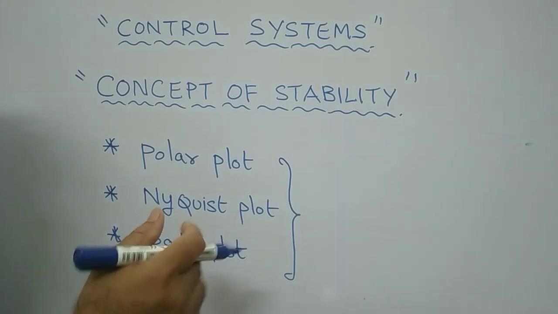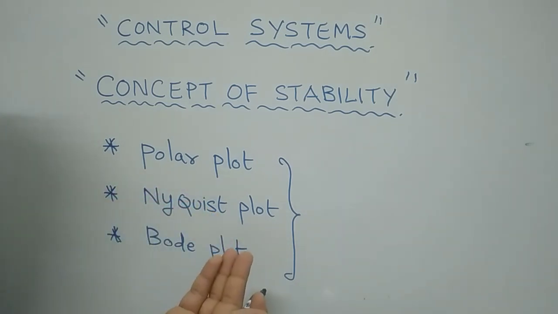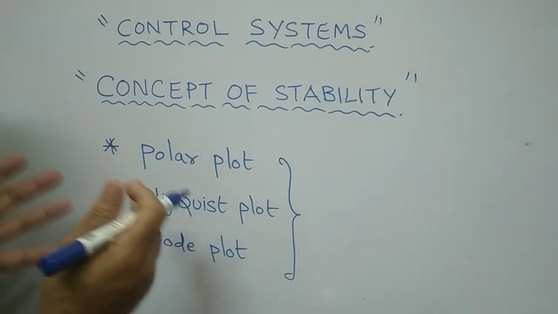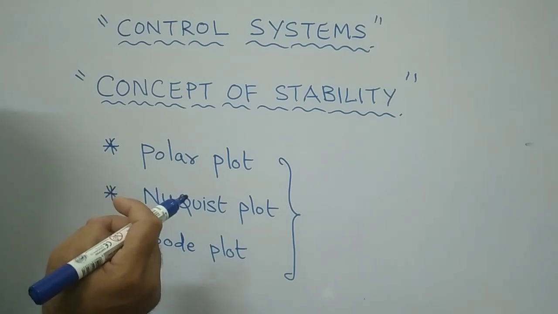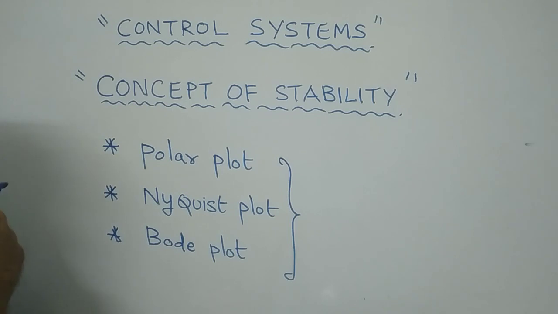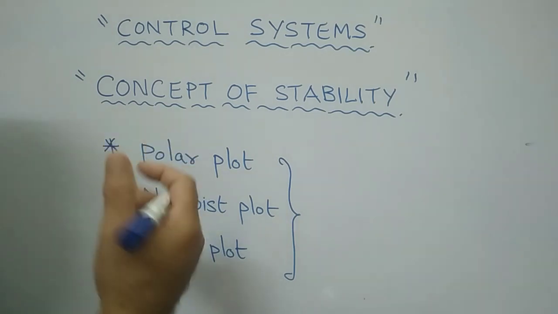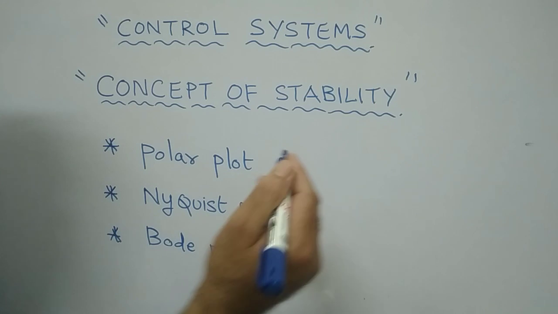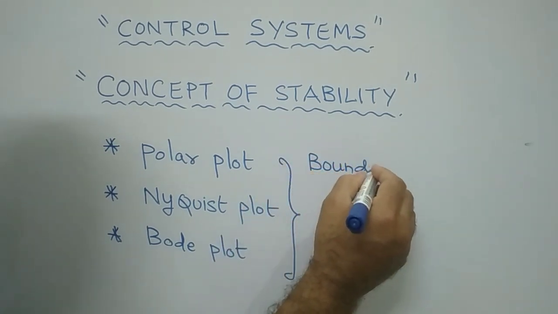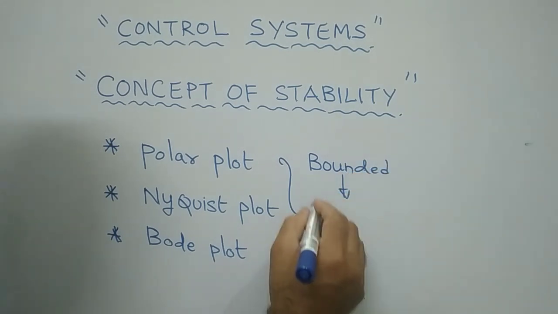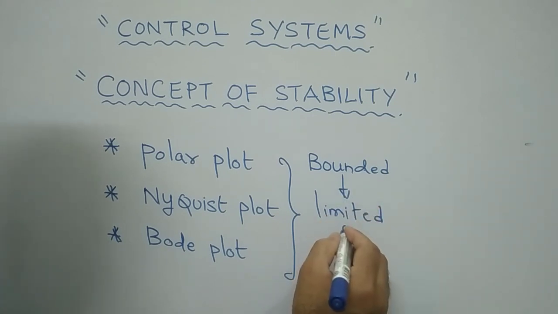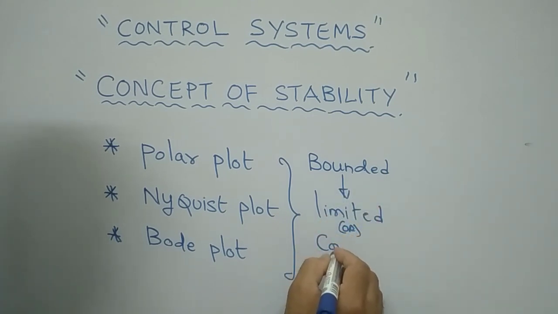Now, what is stability, and why is it required? Stability is nothing but how stable the given system is, which we have to estimate. In simple terms, remember that for any bounded input, the system should produce a bounded output. Bounded is nothing but limited, or otherwise also called controlled.